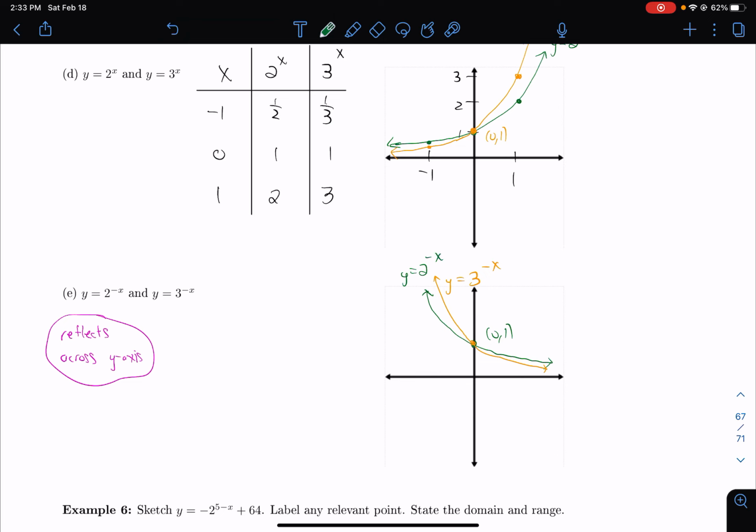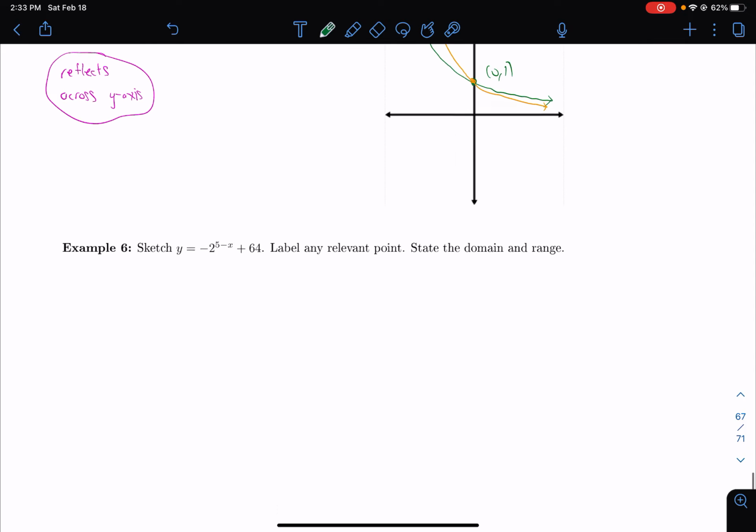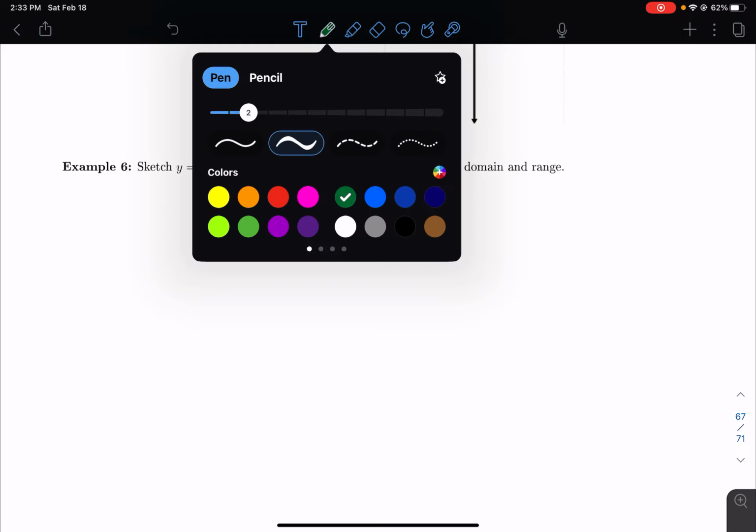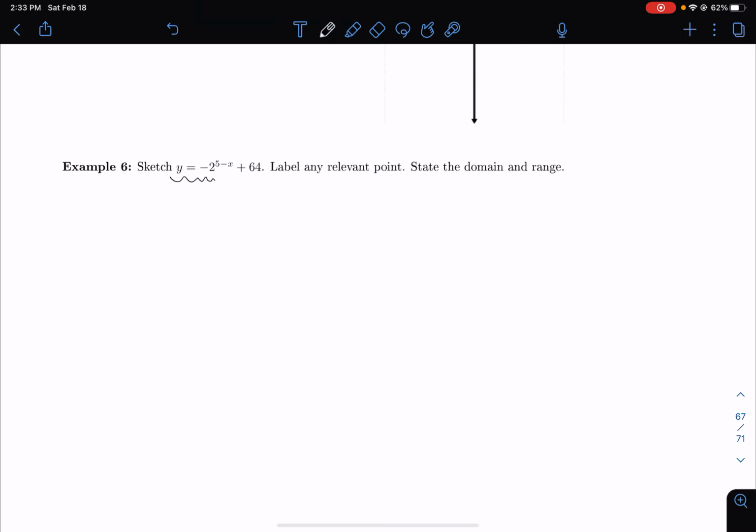Okay, all right, so these are a number of quick examples that we did about graphing exponential functions and reflections of them, and also changing the base and seeing how that affects the shape of the graph. It affects the steepness. All right, so I'm going to end this video with a tougher graphing example. Here's one I'm going to need to do with shifting and reflecting and finding my parent function. I want to sketch the graph of y equals negative 2 to the 5 minus x power plus 64. Label any relevant points, things like intercepts or balance points, and state the domain and range.